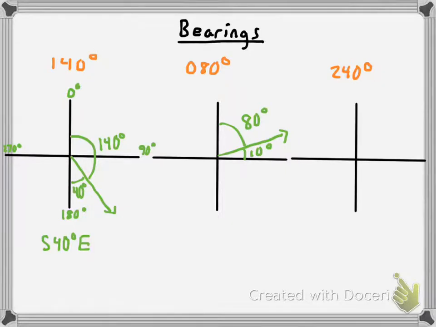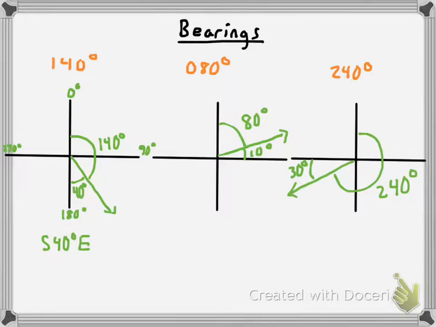All right, and then 240 degrees. Well, we've got 90 to the east, 180 to the south, 270 to the west. 240 is between 180 and 270. It's going to be a little closer to the 270. So this could be our 240 degree bearing. It would be 30 degrees shy of reaching 270, and we're measuring all the way from north around. That's where the 240 degree angle is located.